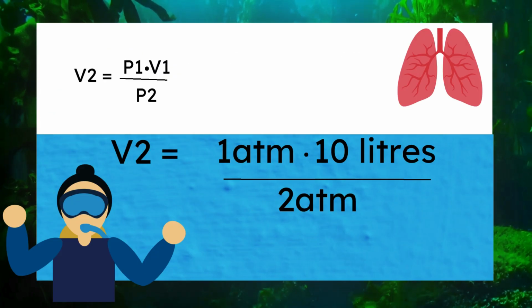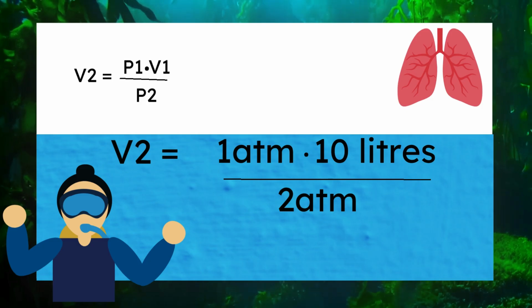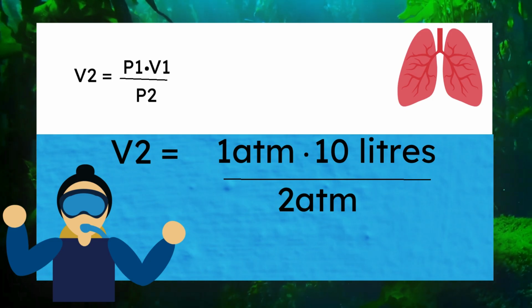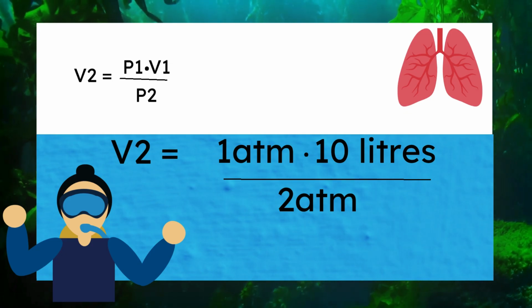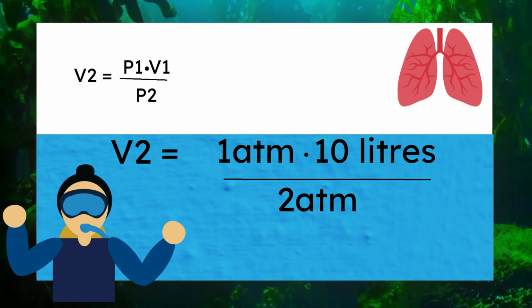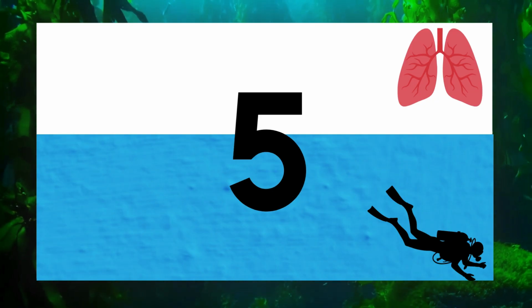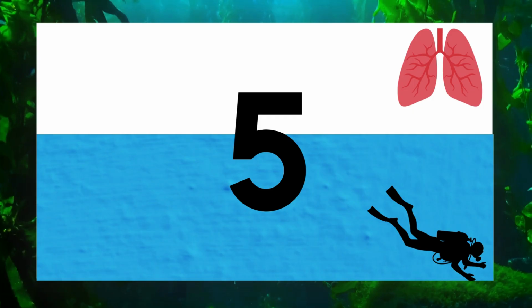The calculation will look like this. We're working out the final volume. We have the rest of the figures, 1 atmosphere of pressure, of which the lung capacity is 10 litres. We now need to divide 10 by the final pressure, which is 2 atmospheres. So the answer to the question is 5 litres.